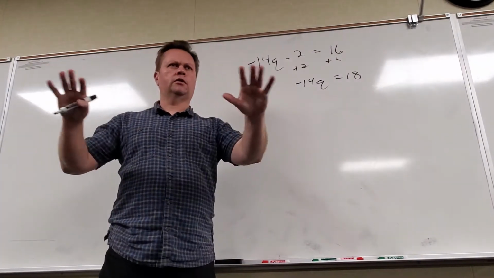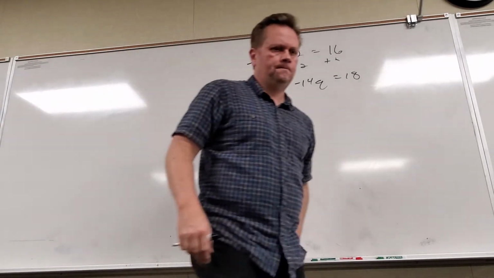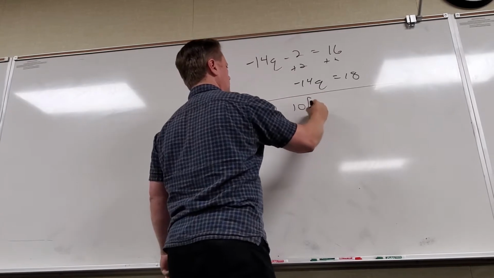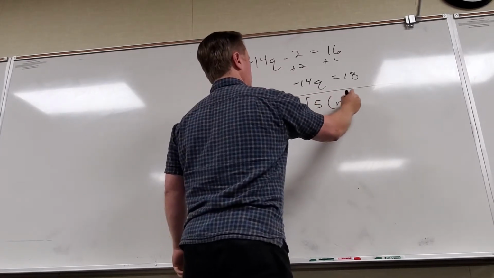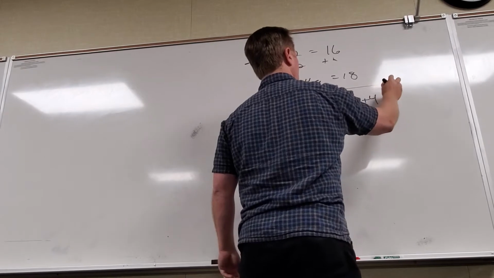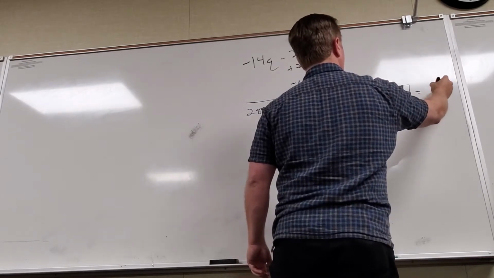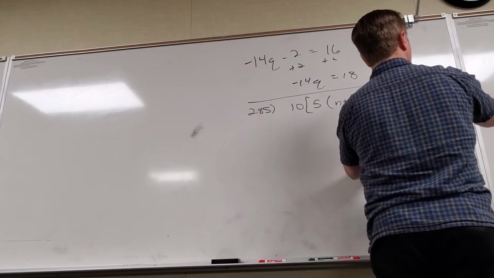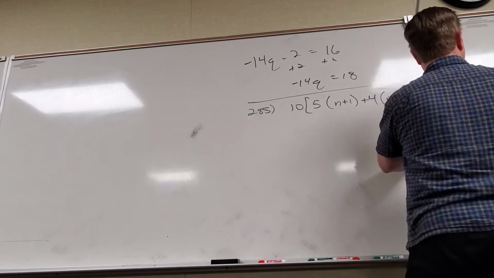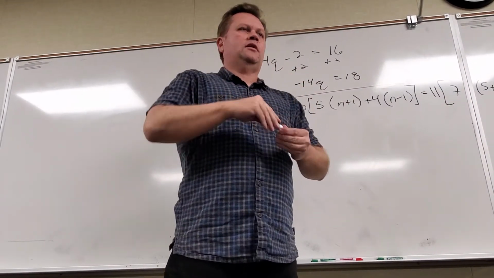Anything else from homework stuff or in general stuff? Can you do 285? What's it say? 10, bracket 5, parentheses n plus 1, parentheses, plus 4, parentheses n minus 1, parentheses, bracket equals 11, bracket 7, parentheses 5 plus n, parentheses, minus, parentheses 25 minus 3n, parentheses, then bracket. Yeah, like that. Not very long.